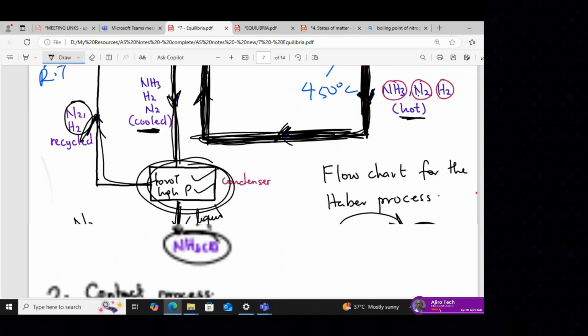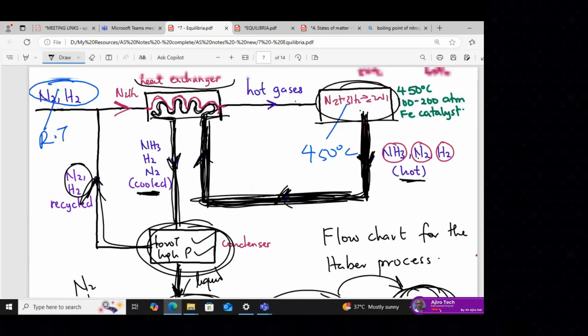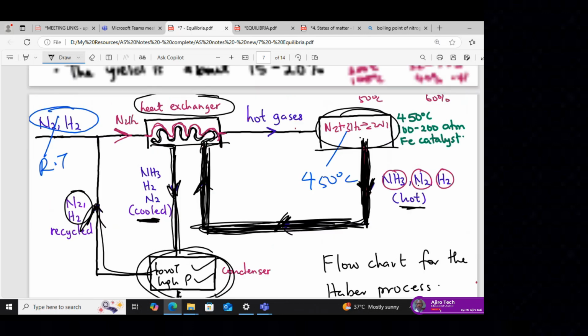The actual reaction, look at it now. The actual reaction occurs where? This is the converter. In the converter, I label it. This is the heat exchanger. And this is the condenser. Condenser turns gaseous ammonia to liquid ammonia. You know that now, right? Condenser turns gaseous substance to liquid substance.